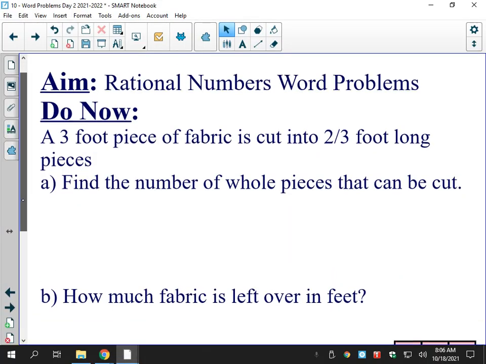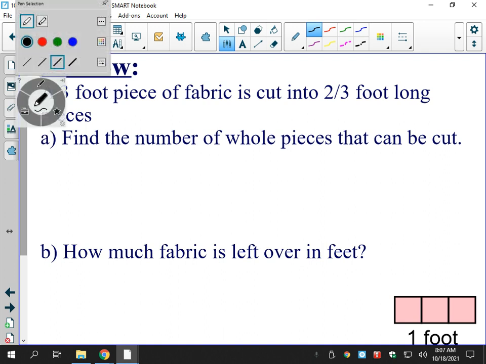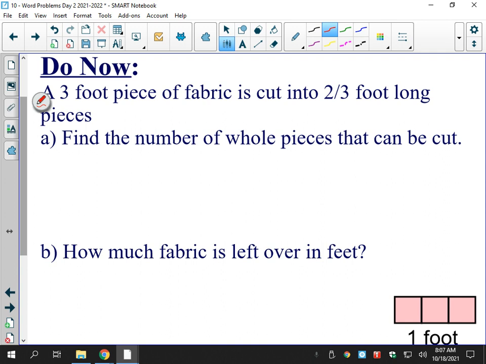To start our second word problems lesson, we're going to start with a do now, reviewing our word problems from the previous lesson. So a 3-foot piece of fabric is cut into 2/3 foot long pieces. Find the number of whole pieces that can be cut.